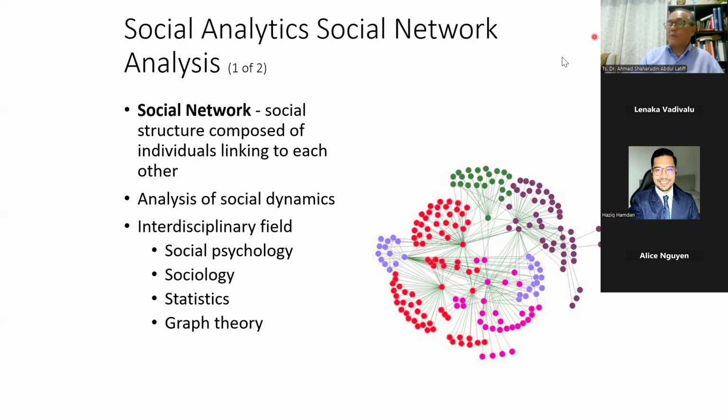They might not be somebody that you have online linking. It also includes those who are not online, meaning your spouse, your siblings, your parents, your friends, people you are acquainted with, or people that you deal with. So these are social structures. It analyzes the social dynamics. It is an interdisciplinary field looking into social psychology, sociology, statistics, and graph theory. Graph theory is the relationship between one component and another component. So a social network is the social structure composed of individuals linking to each other.